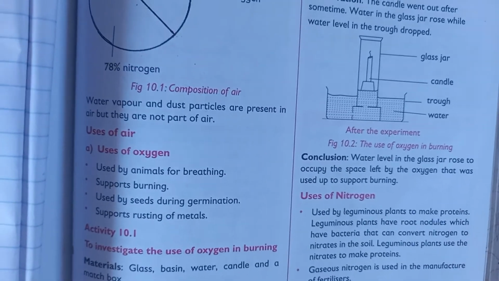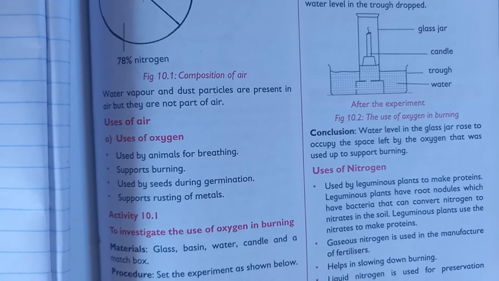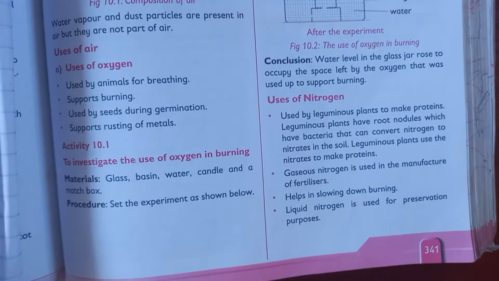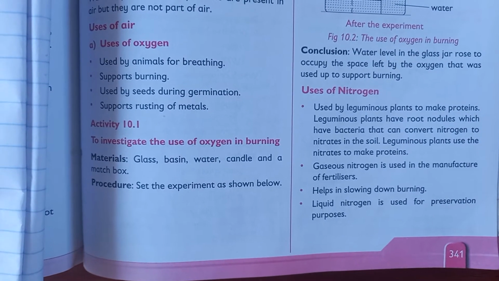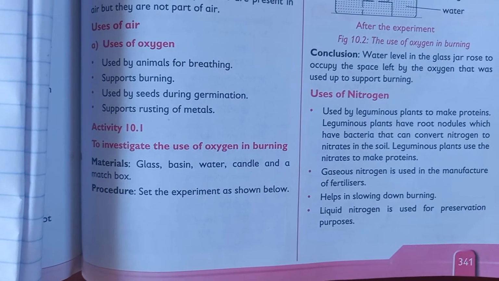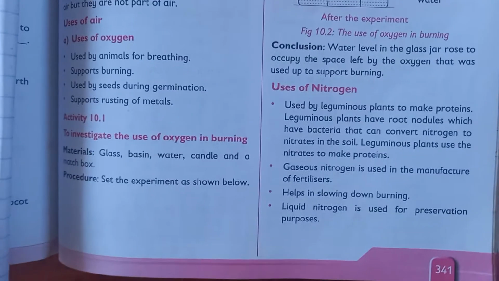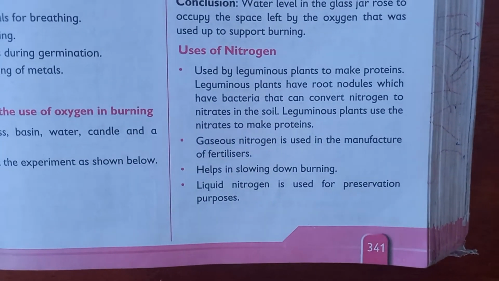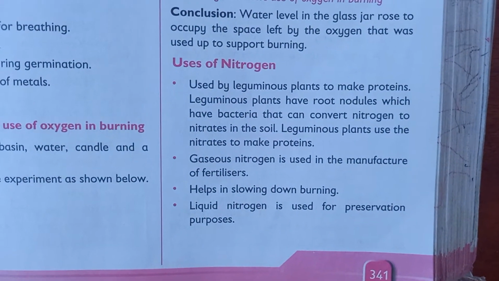So we have seen oxygen is used in burning, breathing, germination, and rusting. Then we have nitrogen, which takes the largest portion of air. The main function of nitrogen to the plant is that it is used by leguminous plants to make protein. Leguminous plants have what we call root nodules, which have bacteria that can convert nitrogen into nitrate in the soil. Leguminous plants use the nitrate to make proteins.